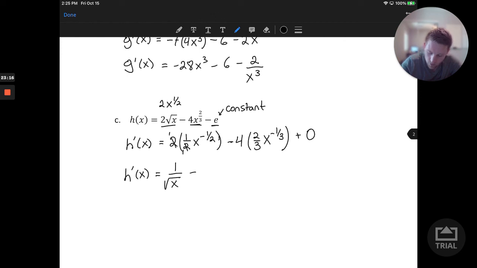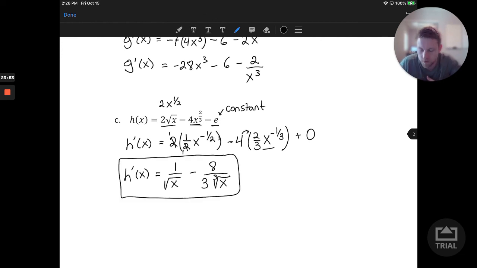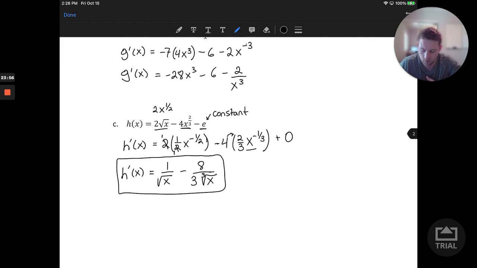We can do the second one, multiply our constant with 2/3, that would be 8/3. And then this would be a cube root in the denominator for x to the negative 1/3. So that would be 3 times the cube root of x. And since we don't have to add in that 0, we will be satisfied with that. We'll keep that as our derivative.